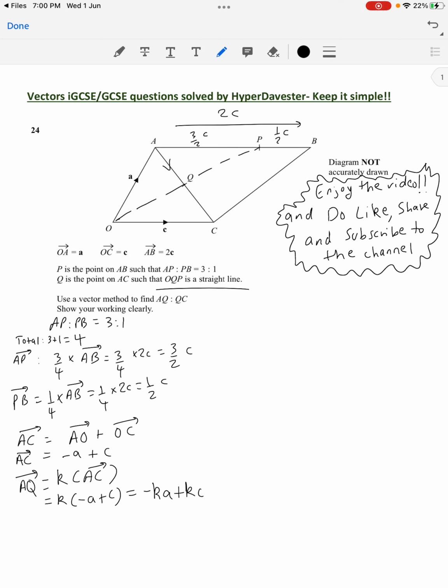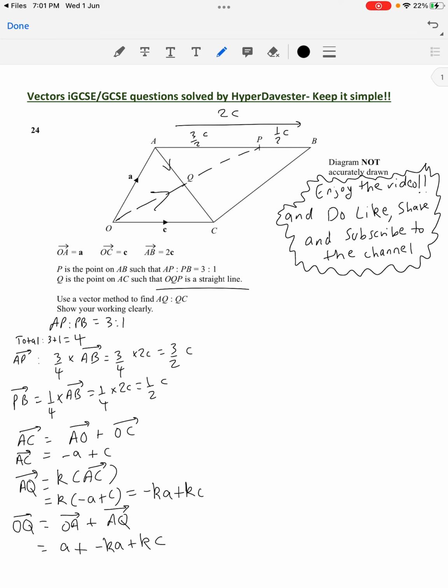The next thing we should do is find out what OQ is. In order to find OQ, which is this direction here, we know what OA is and we know what AQ is now. So to find OQ, we're just going to take OA and add it to AQ. OA is A, since it's going the forward direction, plus AQ, that is minus KA plus KC.